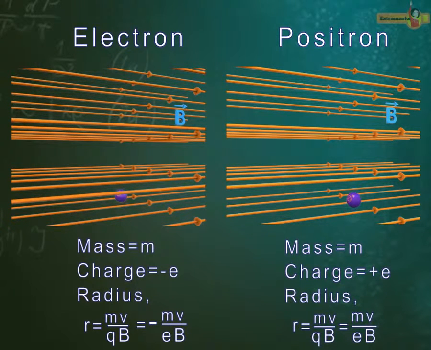Next, we consider an electron and a positron moving with the same speed in the same direction. On applying the field, they traverse the circular path in opposite direction due to opposite charges.